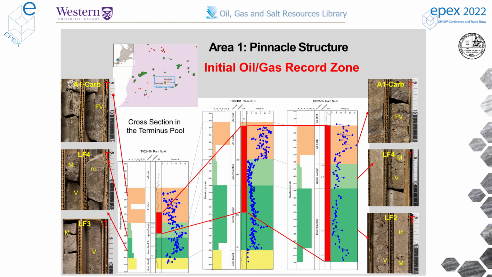These 3 wells are examples from the Terminus pool in the pinnacle structure in Area 1. Those red boxes indicate the oil and gas reservoir intervals. Guelph Formation possesses moldic porosity, intercrystalline porosity, and irregular vugs. There are various karstic intervals indicated by those recrystallized features.